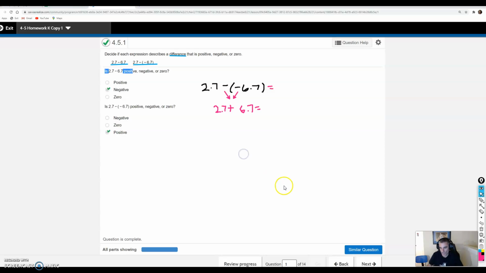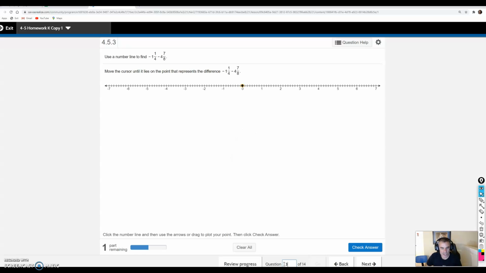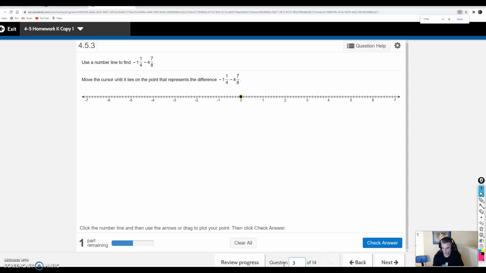Got it. Okay, the next question I'm going to go over is number 3. I think question 2 is similar to question 1, but there are some messy fractions there. All right, it says use a number line to find, and then they give us some very hideous numbers there. I'm going to zoom in a little bit.